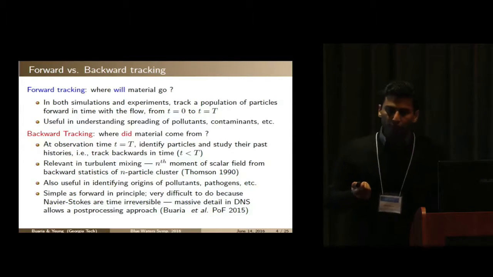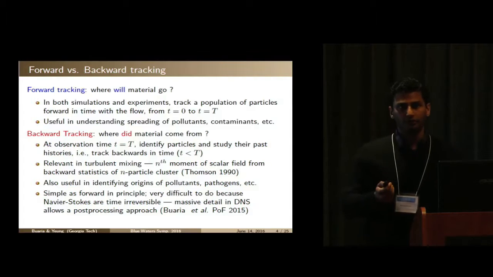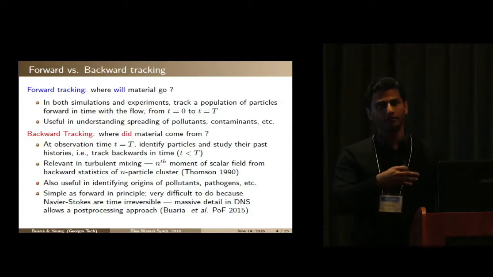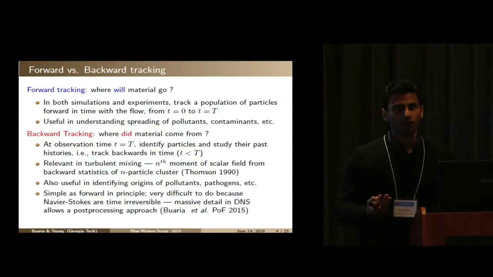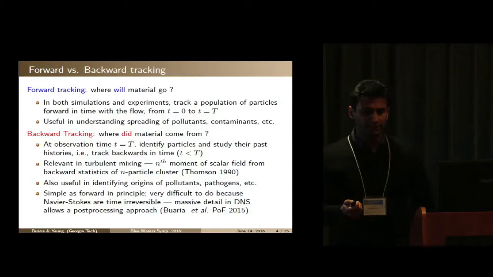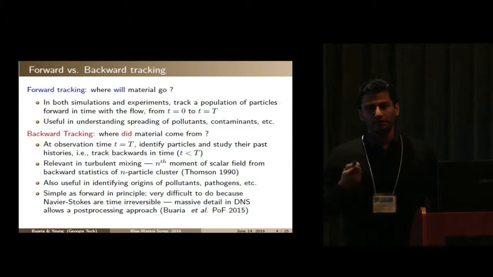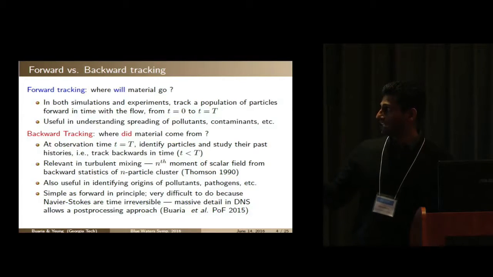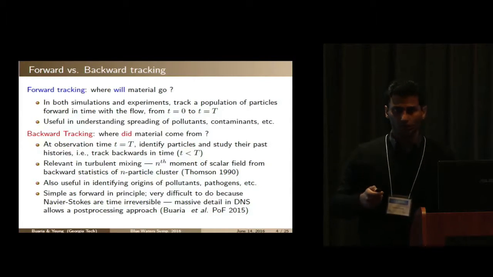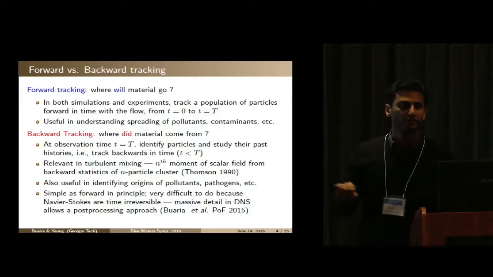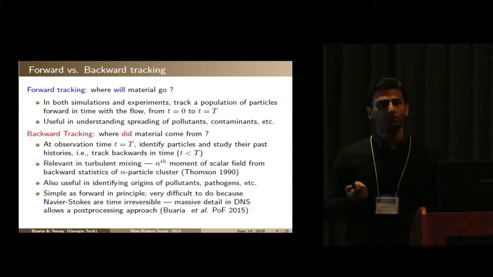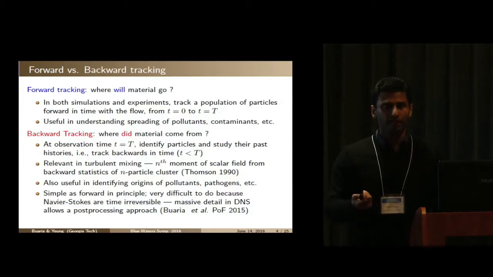But from a practical point of view and a modeling perspective, it's often important to ask, how did this material come here? We look at some material and then we want to essentially trace it back to its origin. In such a scenario, it's more relevant to look at their inverse history in time. So we start our observation time at some capital T, and then we trace them back to their initial locations or source of origin, essentially tracking them backwards in time. And this idea is the critical idea in turbulent mixing when we are looking at mixing from a Lagrangian perspective.